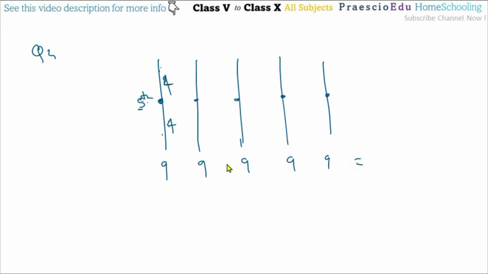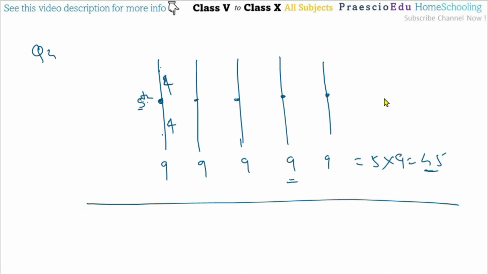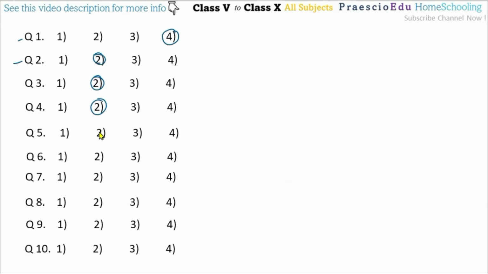So there are 5 rows, so you multiply 5 by each row containing 9, so there are 45 persons. Now suppose these 45 persons are standing in one single row. What is the middle person's place? So (45 plus 1) divided by 2, that is 46 by 2, which means 23. So the middle person's position is 23rd. Okay, 23rd is given in option number 2. So for question number 4, option number 2 is the correct one.